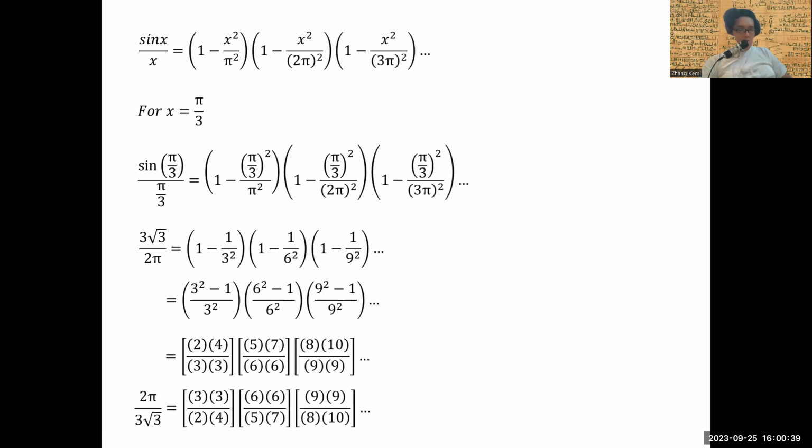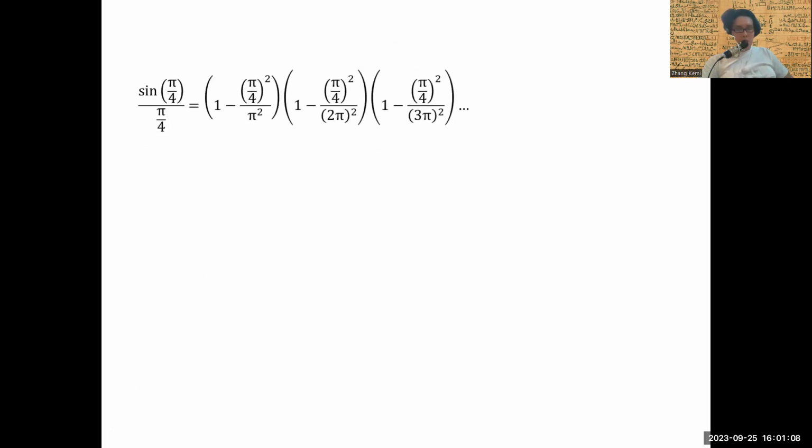So if I'm going to do a reciprocal on both sides of the equation, I will basically have 2 pi over 3 root 3 as 3 squared, 6 squared, 9 squared, etc. The denominator will be 2, 4, 5, 7, 8, 10, and all the way. So this is how I prove the next Wallis product, and the next Wallis product is over here.